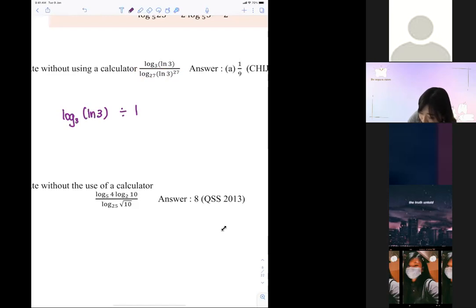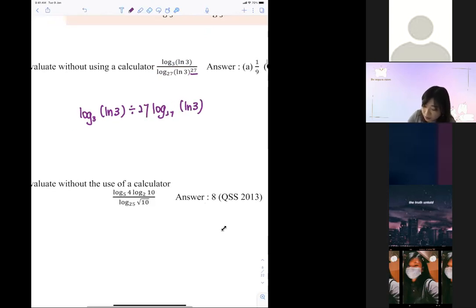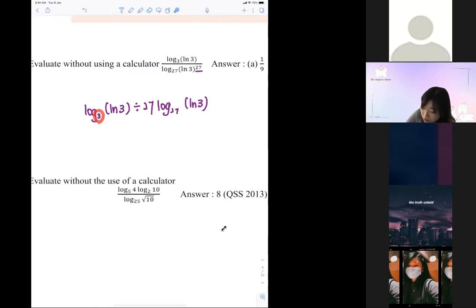So what you're trying to do is, first thing, the power can bring down. Then you see, this is 3, this is 27. Definitely we need to make the base number the same. So every time, try to make the base number the same. The 27, you don't know where to put, you just put outside the open bracket.